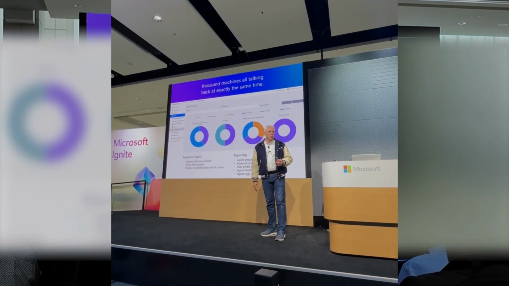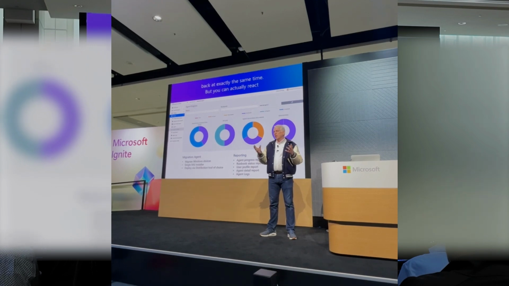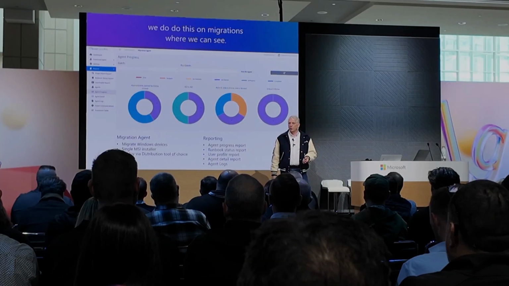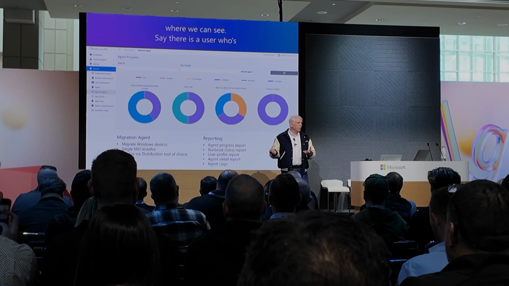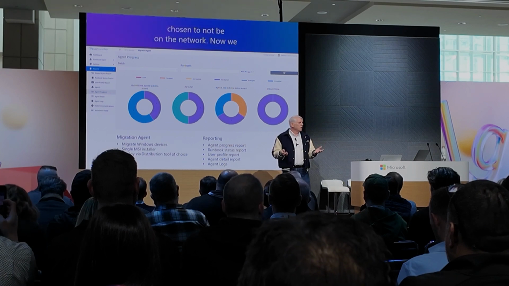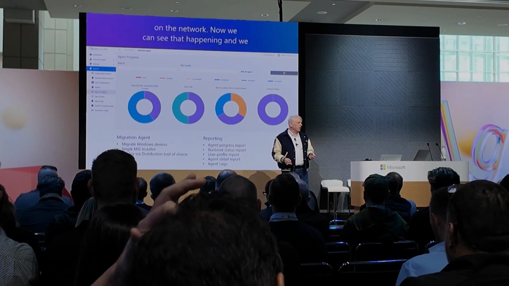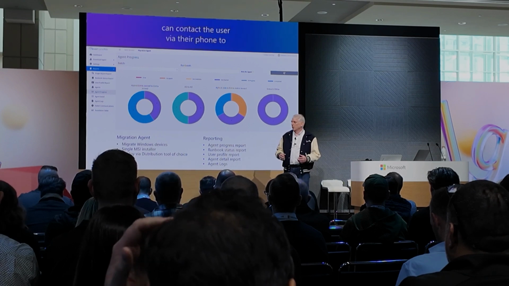And we do this on migrations where we can see, say, there is a user who's chosen to not be on the network. We can see that happening and we can contact the user via their phone to say, actually, you need to make sure you're on the network for the migration to continue.